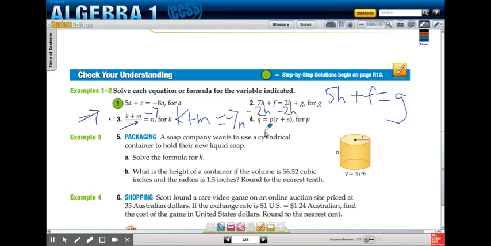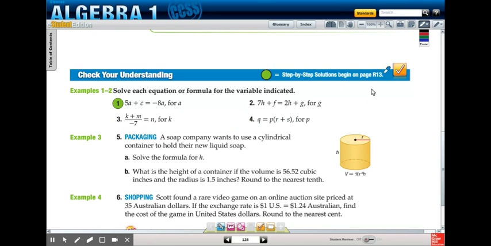Solving for k. Great. All I have to do is subtract m from both sides, and I should end up with a mess when I cross all this out. I should end up with k equals negative 7n minus m. Okay?